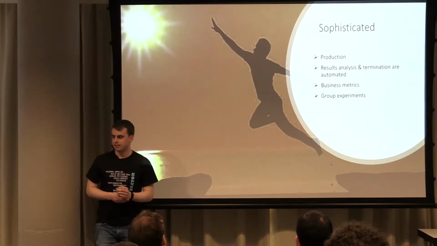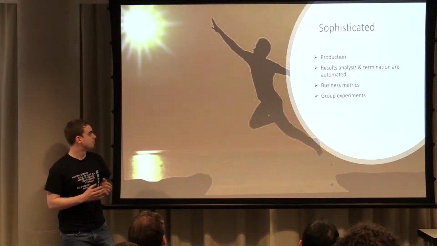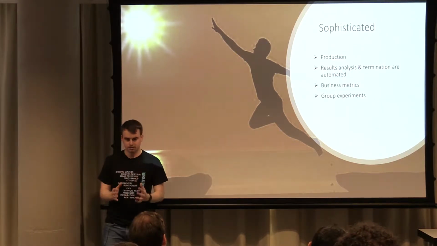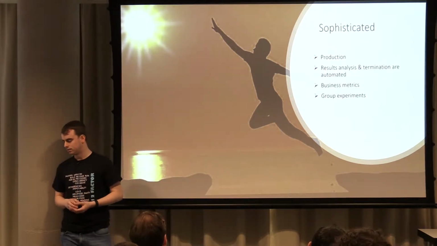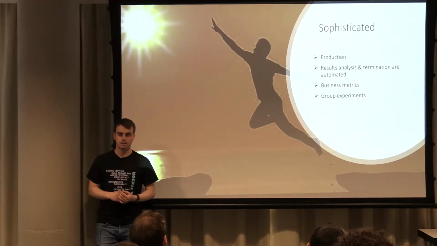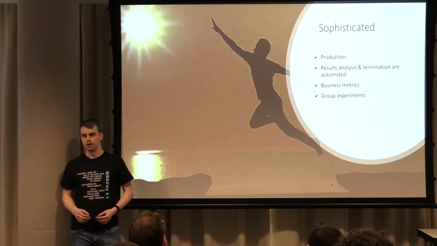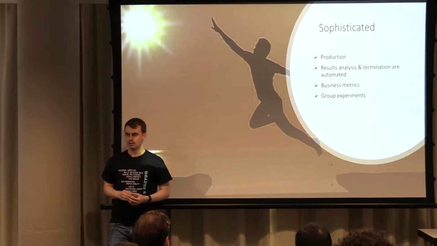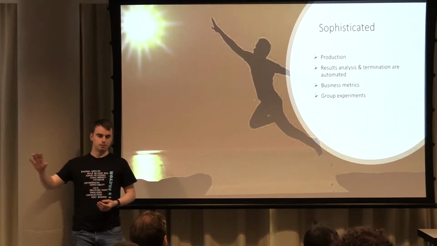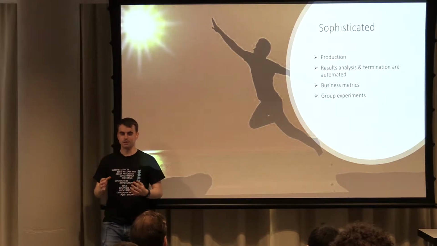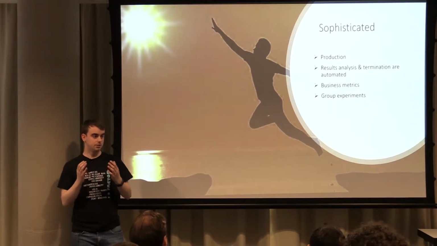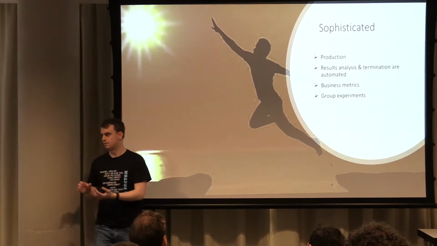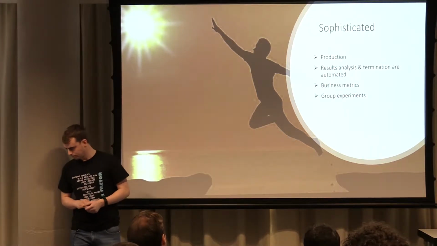And then we go to the sophisticated level. So now you're running things in production. And we've increased the levels of automation another level. So the analysis and the termination of your experiments are automated. And this is really, really important. The last thing you want is to be running an experiment in production and leaving the decision down to a person. Should I shut this down? Is this affecting users if things start to go wrong?